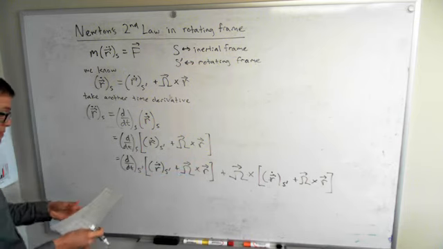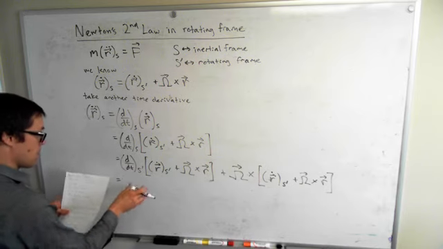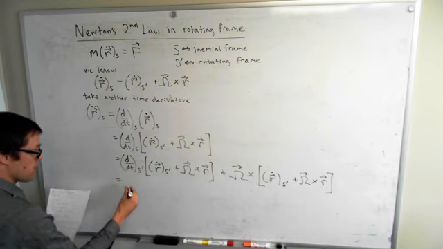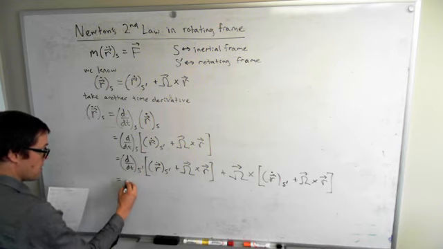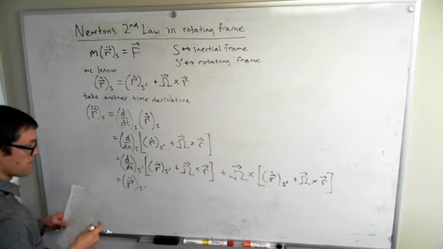And now let's see what happens as we go through this. So we have this first term in this time derivative, which is just a time derivative of this guy. So that is the second time derivative with respect to the S prime frame.